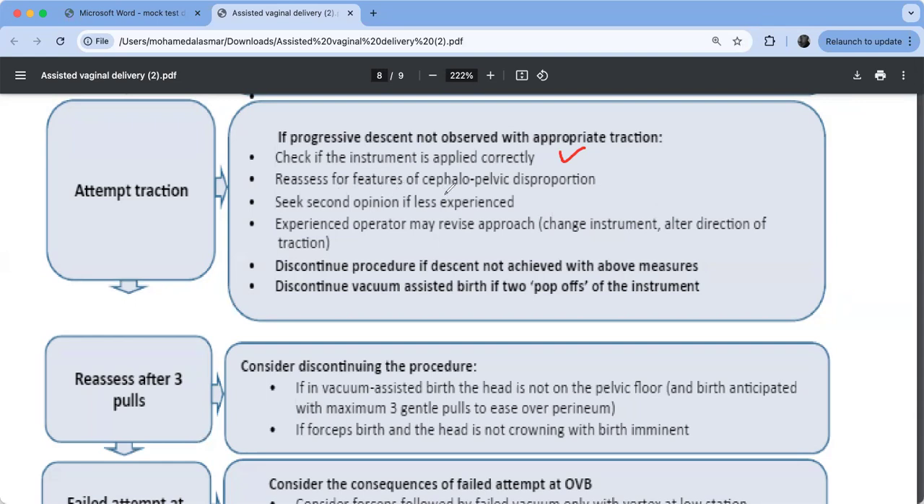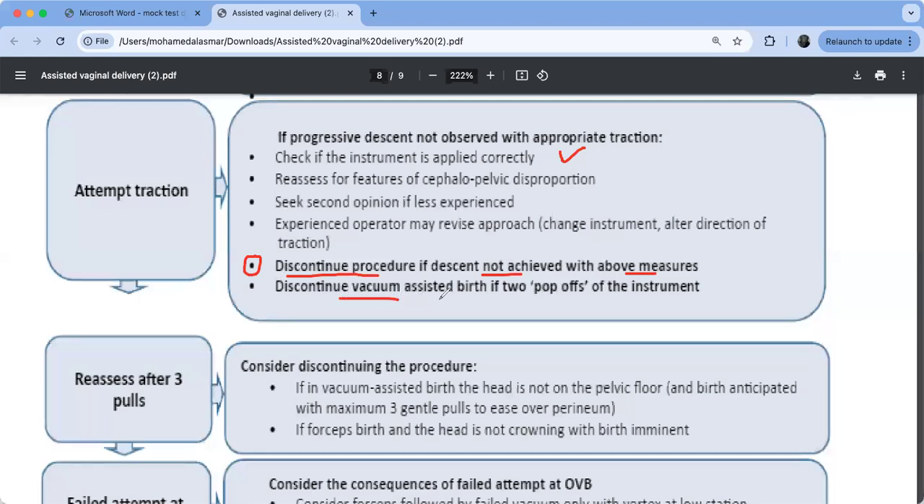Reassess for features of cephalopelvic disproportion. Seek a second opinion if less experienced. An experienced operator may revise the approach. And here, what is the recommended management? When to discontinue? Discontinue the procedure if descent is not achieved with the above measures.